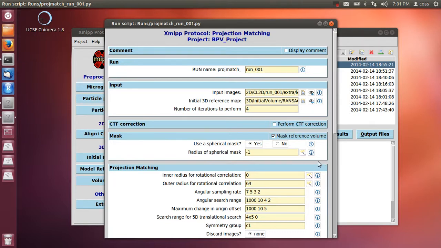So now you have a better volume, and you can repeat the process of aligning the images to that reference volume, assigning angles, updating the reference, etc. So when you go from one iteration to the next, you may filter your volume, or you may mask it to make sure that you remove those features that are not related to your particle.